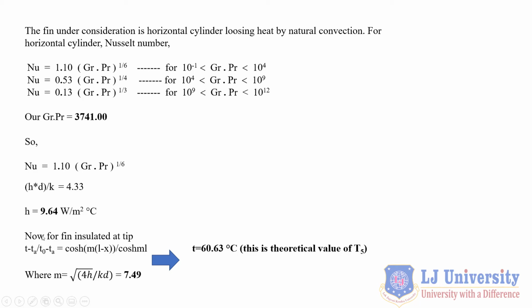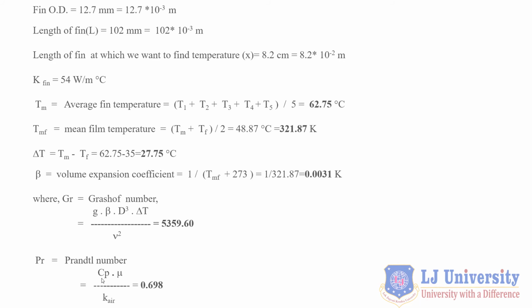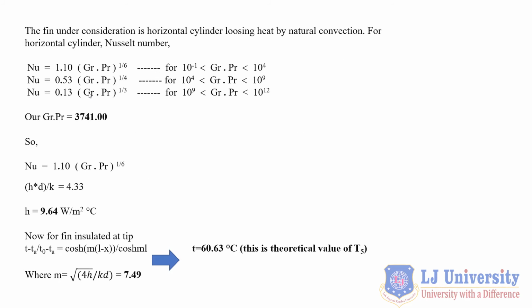Now we have the equation for the fin which is insulated at the tip: T minus TA upon T0 minus TA is equal to cosh M into L minus X upon cosh ML. So let's first find the M, which is equal to under root of 4H by KD. The value of H that we have derived is 9.64. K is the conductivity of the fin, given in the data, which is 54 watt per meter degree Celsius.